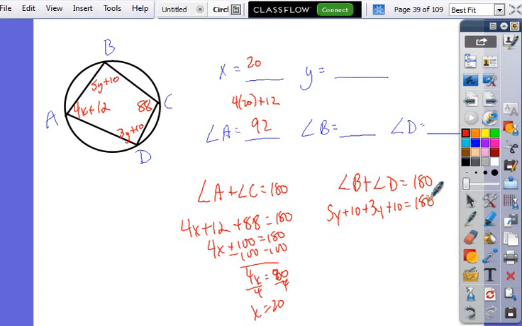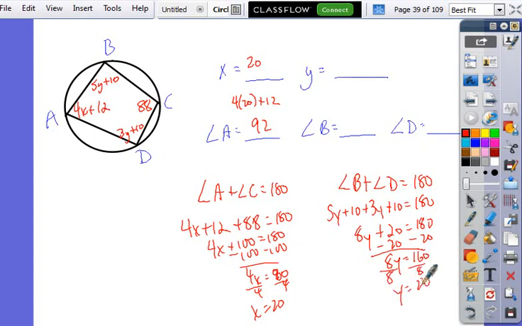All of this stuff on the left, go ahead and combine it just like it is. What is 5y and 3y? What is 20? 10 and 10 is 20. So I wind up with 8y plus 20 equals 180 minus the 20. 8y equals 160. Y equals 20 on that one.